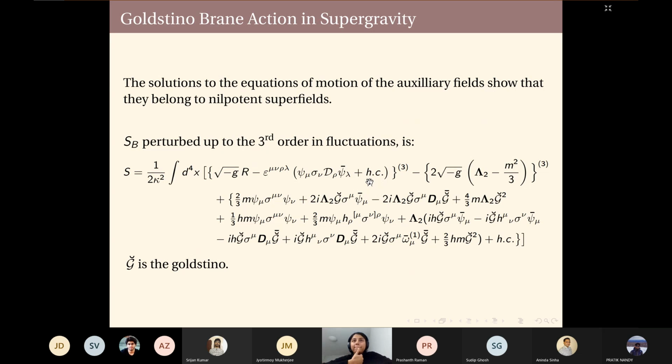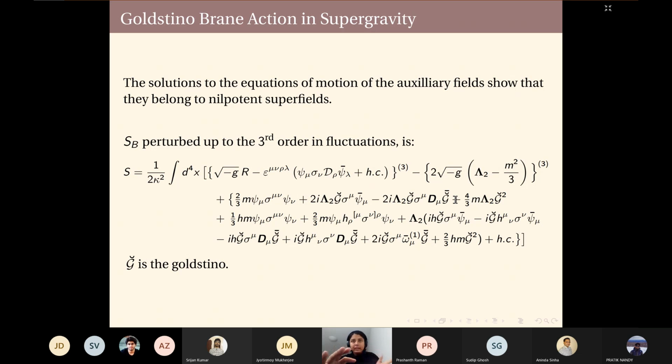Now, when these people computed the equations of motion, they saw that the auxiliary fields belonged to nilpotent superfields. So even their method involved superfields directly in some way. Though eventually they found that their action is equivalent to the action provided by Bergshoeff and collaborators via field redefinitions. So when we put up the Goldstino brane action given by these people, up to the 3rd order in fluctuations, this is the form of the action.